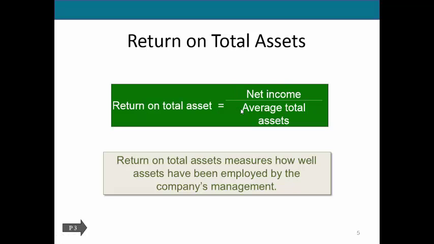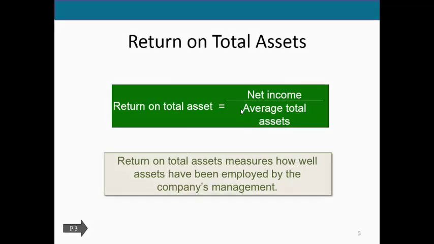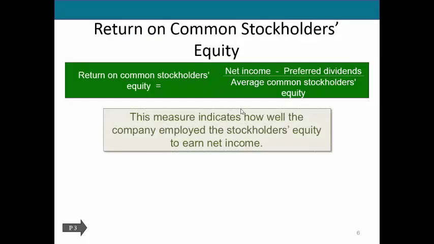We already talked about how we calculate average total assets with some of our previous ratios, so we can just move forward from here. But again, the return on total assets is looking at not the sales that we made, but what income we are actually creating from our investments and our assets. Next, we're going to look at the return on equity.